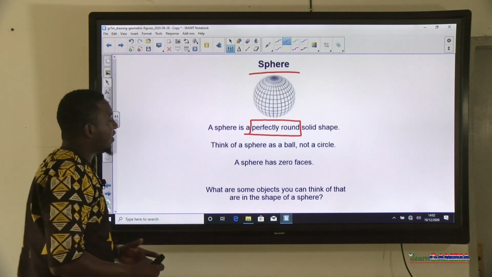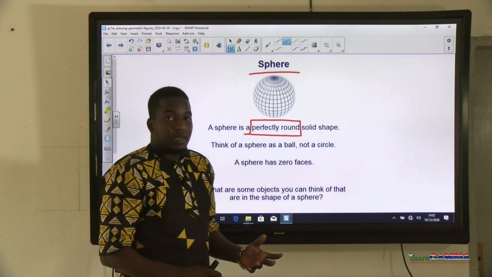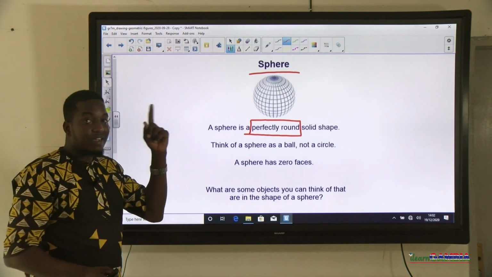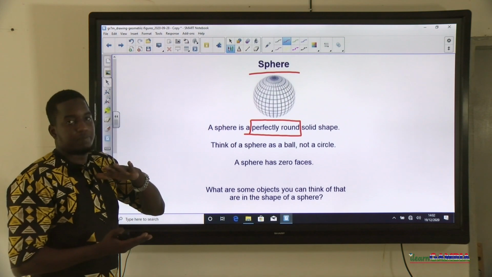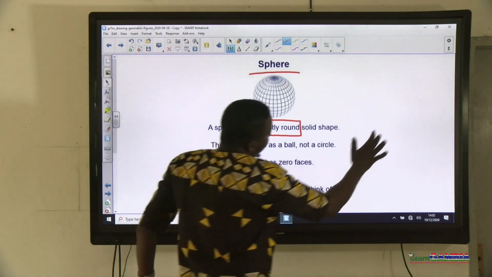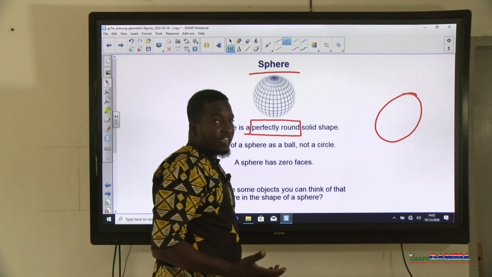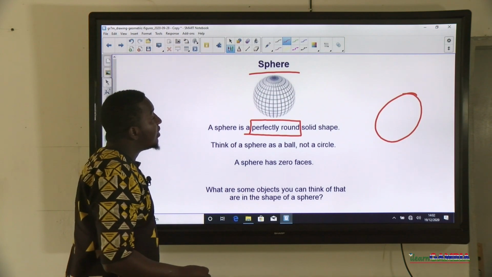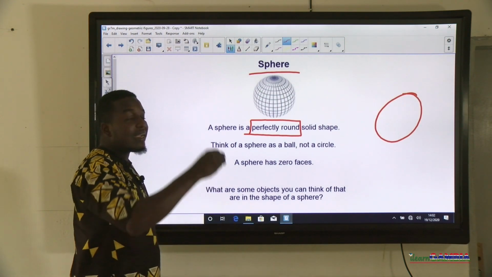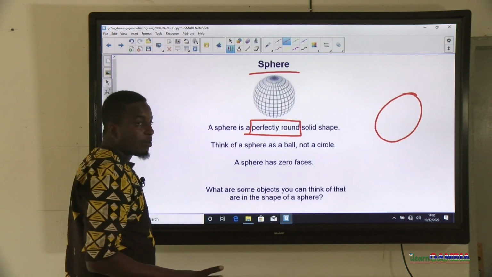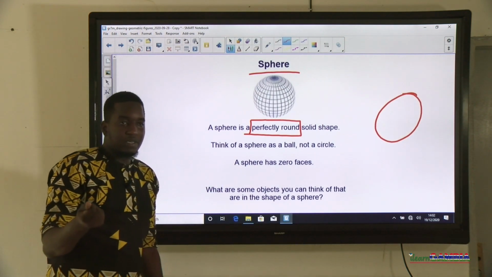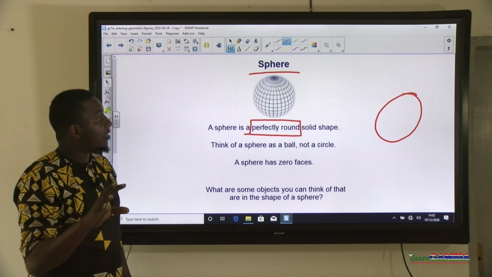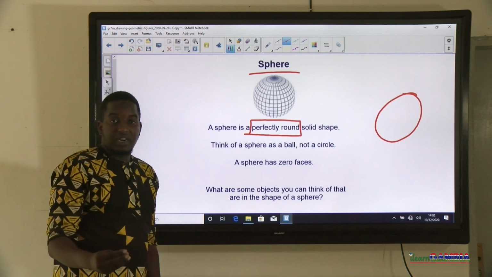And think of a sphere as a ball, not a circle. A circle is a plane shape, and a sphere is a three-dimensional shape, and it is a solid shape. So when you have a circle like this, it is just a circle because it is a two-dimensional shape. It is just a plane shape. But a sphere is a three-dimensional shape, and it is perfectly round. Sometimes you will have objects in the environment that are not perfectly round, but they are round. We cannot call them spheres because they are not perfectly round.